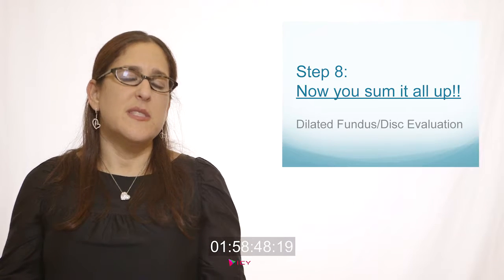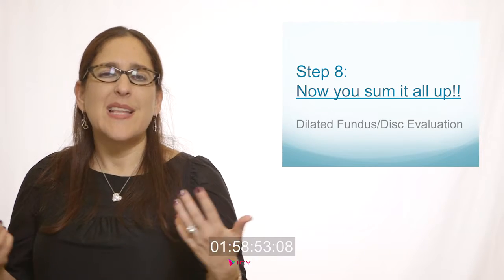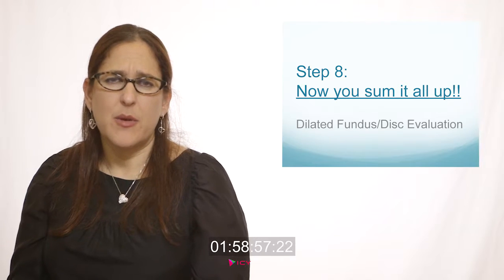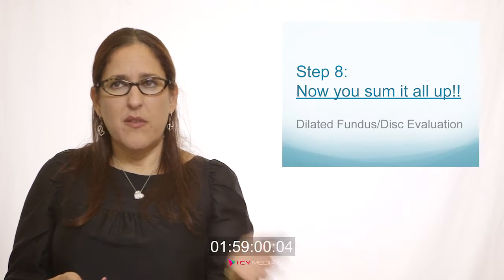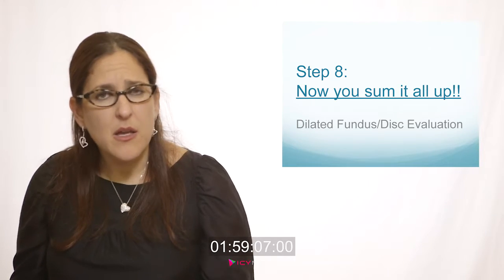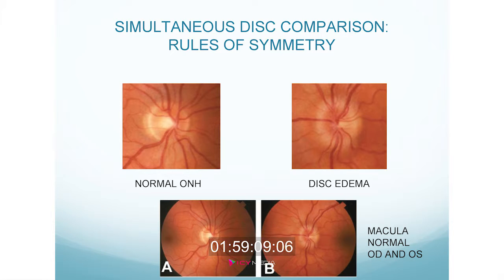Then you take all of the information that you have and you put it together, okay? We look at the rules of symmetry. We talked a lot in the systemic conditions, how we would expect bilaterality, okay? So in this particular case, we don't have bilaterality. We have a normal nerve in the right eye. We have an abnormal nerve in the left eye, disc edema in the left eye. The rest of the pole looks fine. Remember, we always have to look at the macula. What if the patient had malignant hypertension and they had a macular star, okay? Can't just look at the nerve. You have to look at the whole image, okay, and make sure everything else looks kosher and normal.